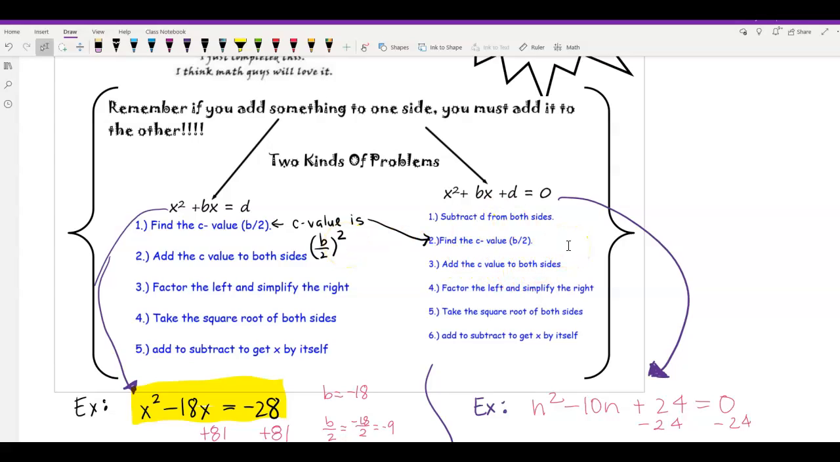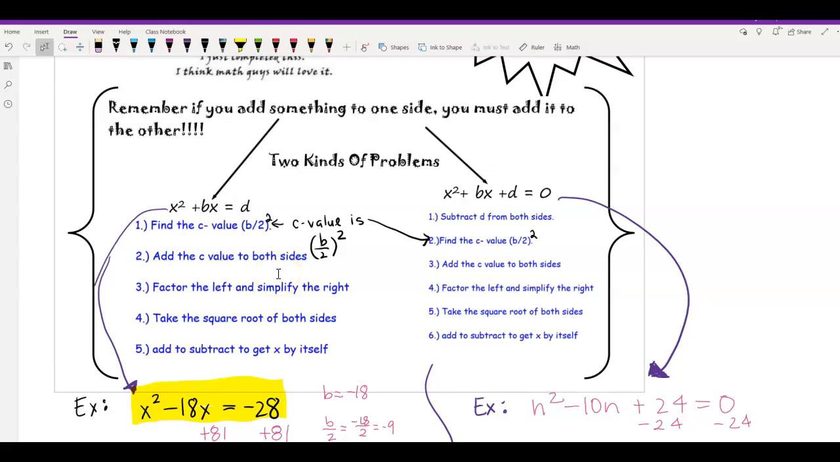Find the C value and square it. So I forgot my square root on both of those. Sorry about that. So we're going to find that magic C value by taking that middle term and squaring it. Then we're going to add it to both sides. Remember, we want it on the left side with the x term so that that side's really nicely factorable.